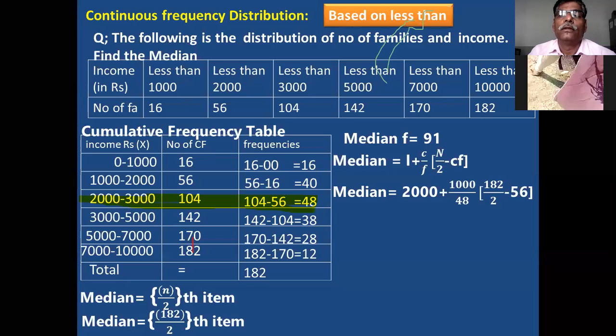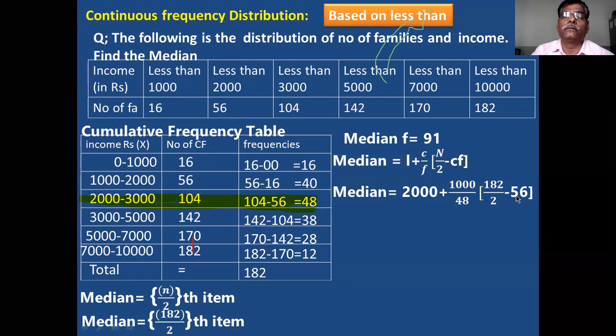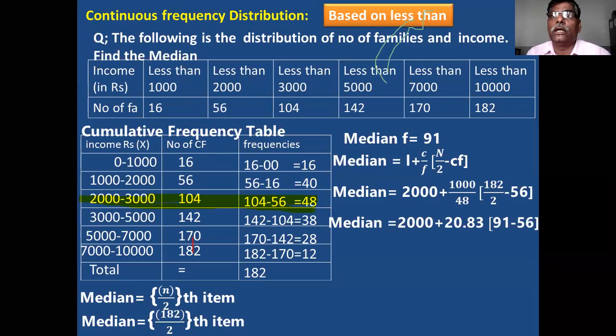You take 48. Then n divided by 2. N is 182 divided by 2 minus cf. Cf means the above number, this number you have to consider. You consider this number. Okay. 56. Next, 2000. You write 2000 always as it is. At the last stage, this 2000 is to be adjusted. Up to last stage, this 2000 is to be kept at the same point.